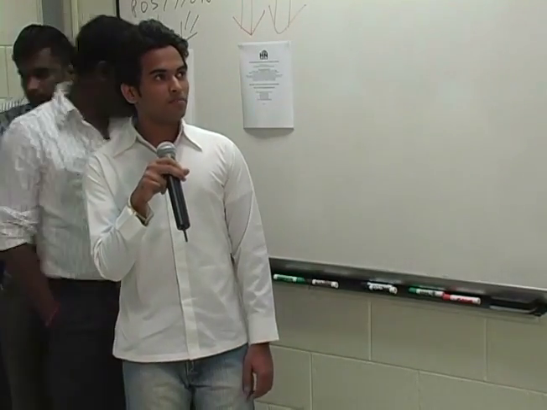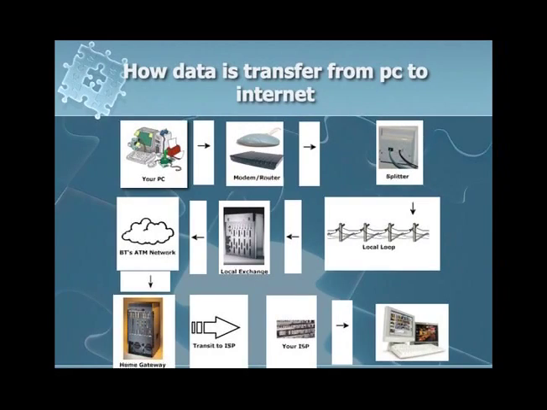How is data transferred from the PC to the internet? First, the data is transferred from the PC to the modem in the form of zeros and ones, and then from the modem to the splitter, where the data is divided into two parts, the voice channel and the ADSL. Then it is sent to the local loop, which is nothing but the local telephone line, then to the local exchange, then transmitted to the ISP, the internet service provider, and next to another computer.